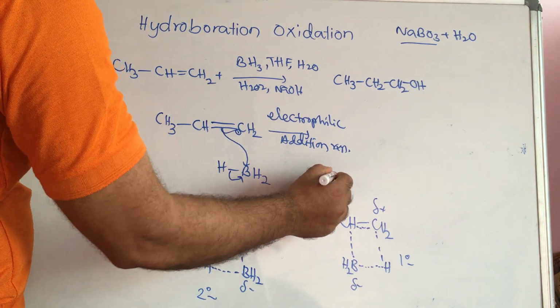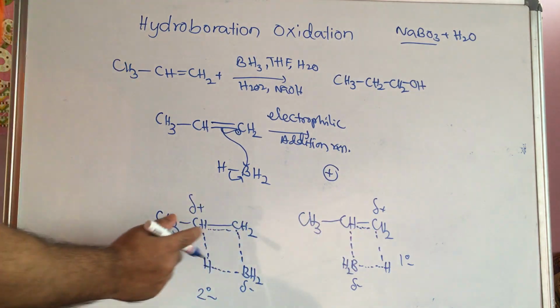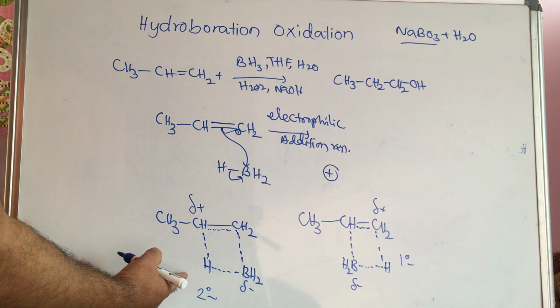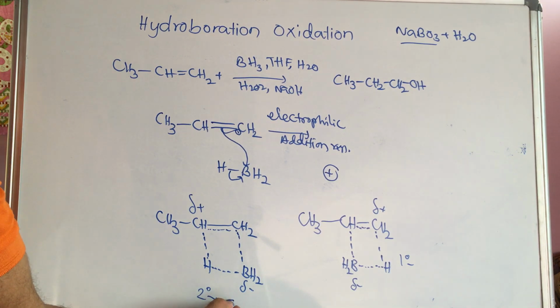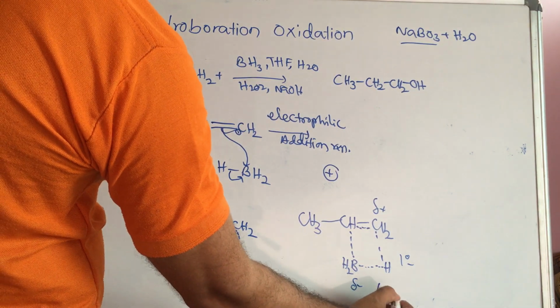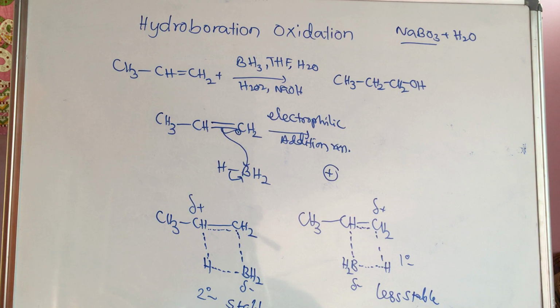Complete positive charge forming like this is a classical carbocation. Partial positive charge and partial negative charge present like this means classical, non-classical carbocation, non-classical carbanion, we have to call that. So these are the transition states. Which transition state is stable? The transition state forming the secondary carbocation is more stable than the one forming the primary carbocation. This is less stable. That's why we will use this one only.